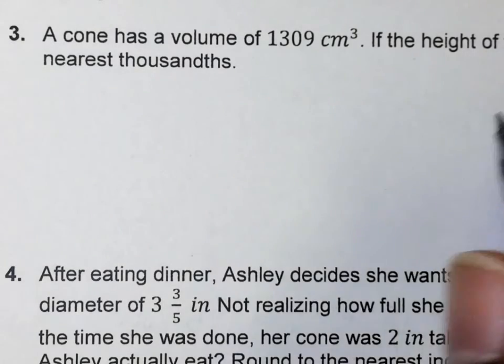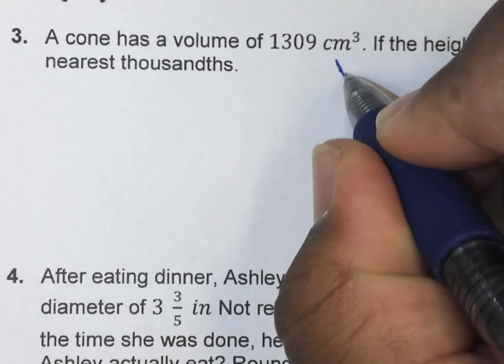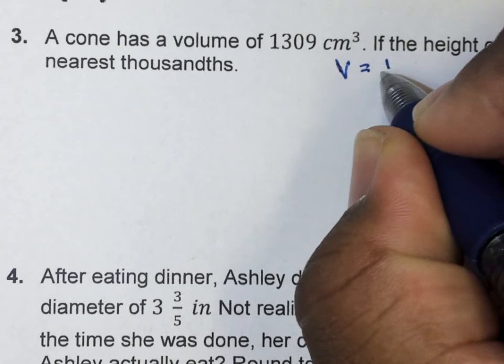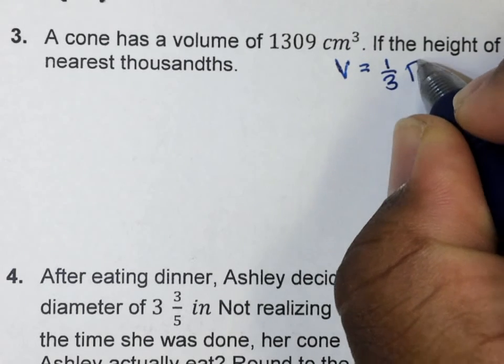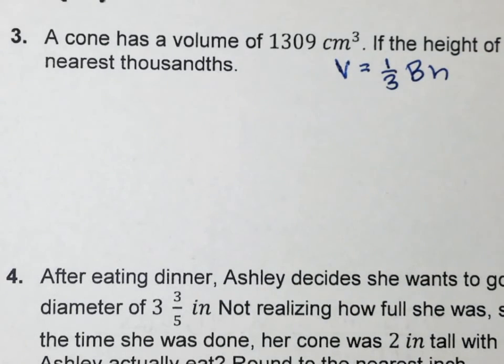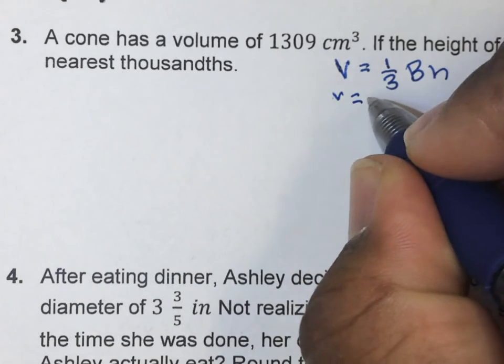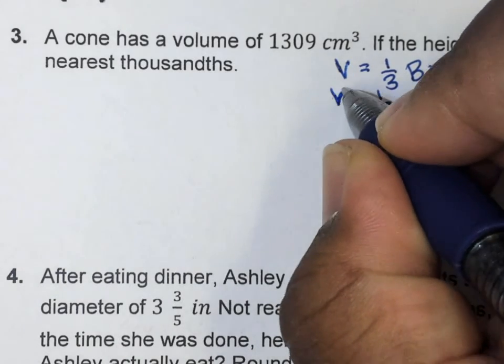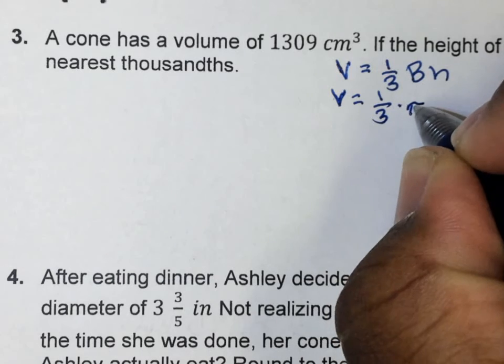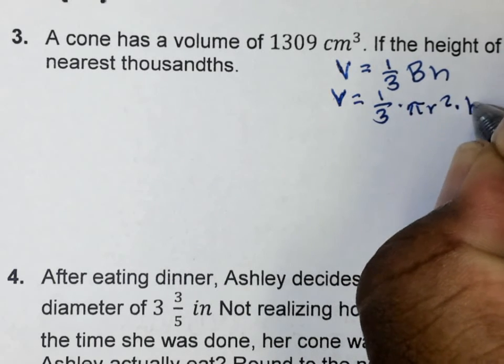Alright. On this one, they give me volume, so you need to understand that when you start writing this out. Volume equals capital B times H. They say it's a cone, so the adjustment is volume equals 1/3 times pi r squared times the height.